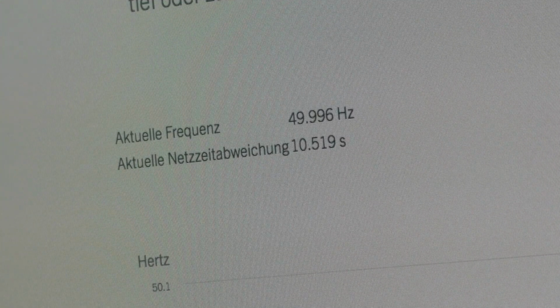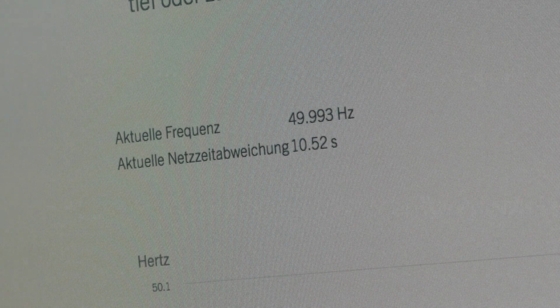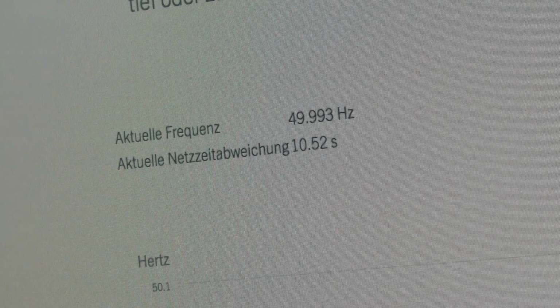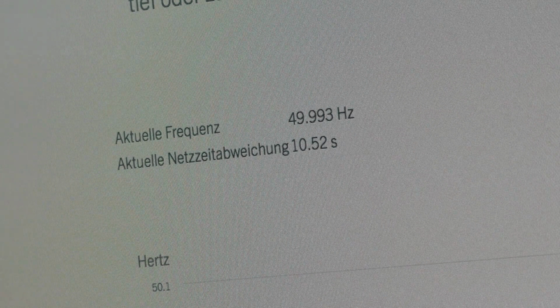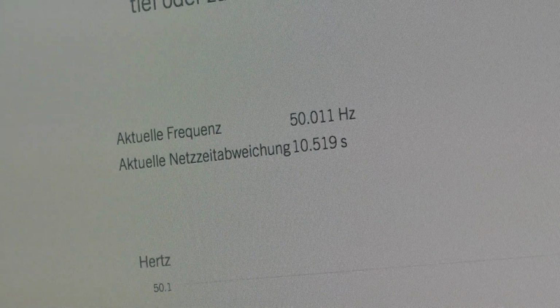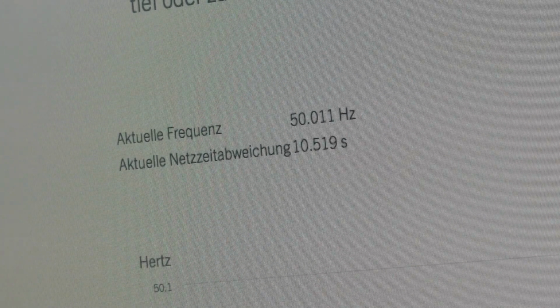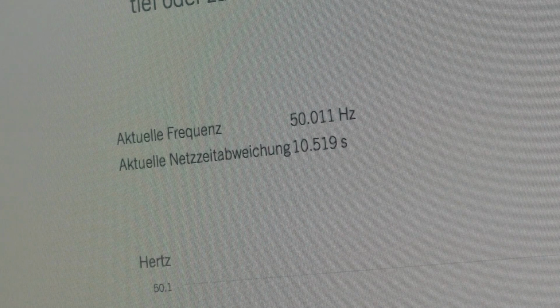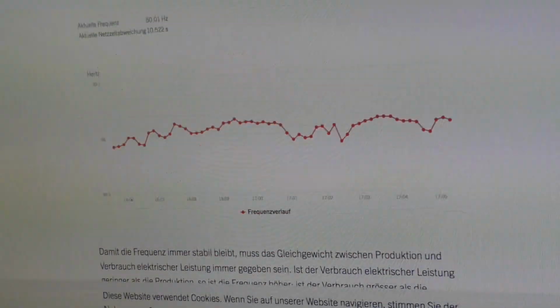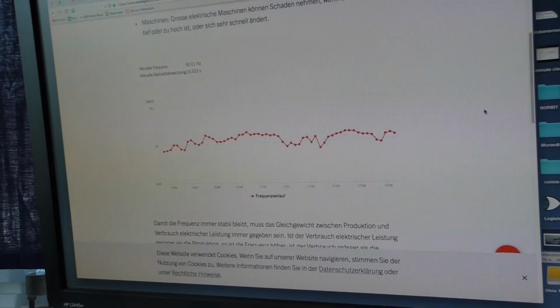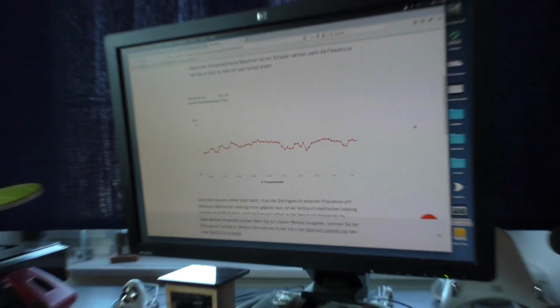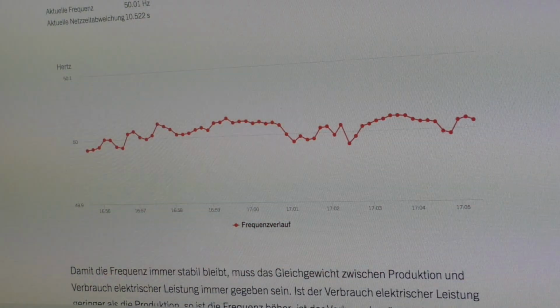There is another number here on this display. It's called Netzzeitabweichung, and our American friends will have fun with these long German names and words. To translate it, it means grid time deviation, and at the moment it's 10.5 seconds. What does this mean? Here on this chart you see, oops, my camera zooms by itself, something new.